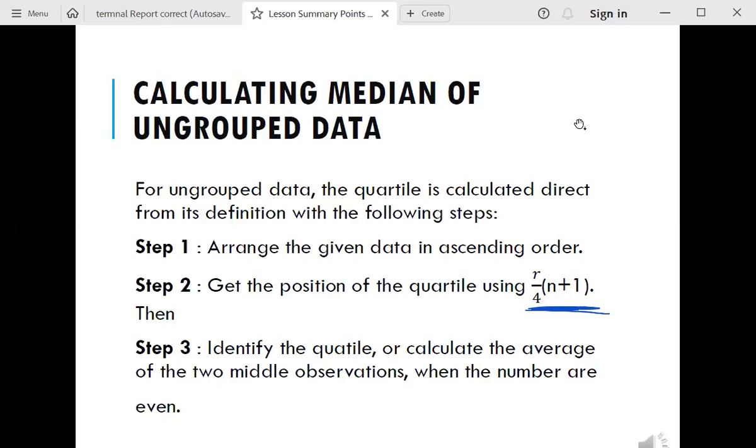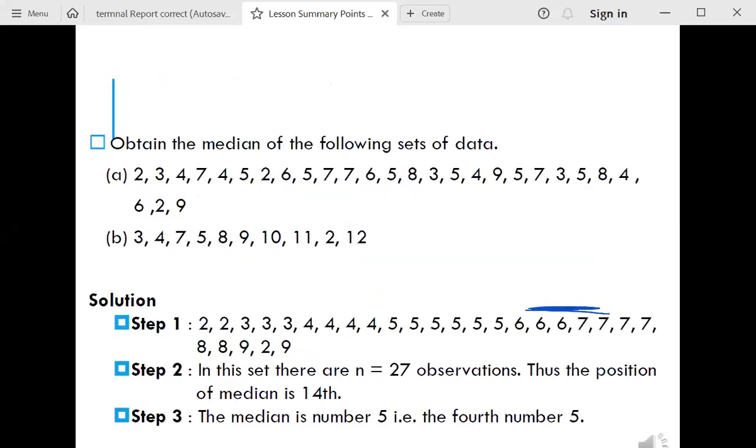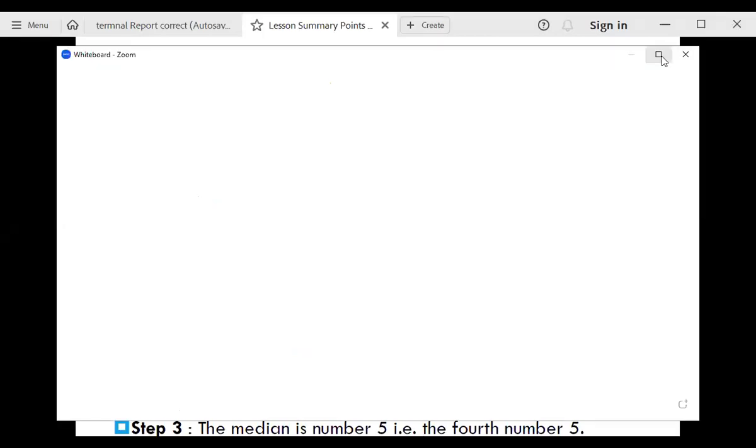Good. So let's take some examples. The first example here is, as it is here, let's take it on the whiteboard and then solve it from there. Okay. So we want to find the median for the given data set.